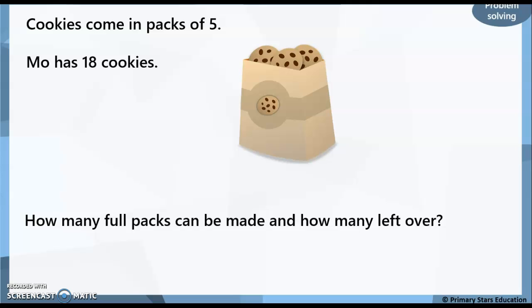Here we've got a more difficult question. Cookies come in packs of 5. Mo has 18 cookies. How many full packs can be made and how many left over? So we're counting in fives, but we can't go above 18. So we've got 5, 10, 15. If we add another 5, that would make it 20, so we can't have the fourth pack. So we've got 3 packs. We've got 15, 16, 17, 18. So we've got 3 left over.